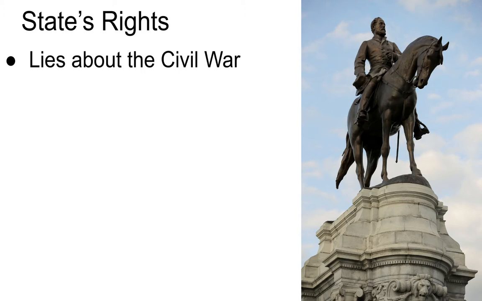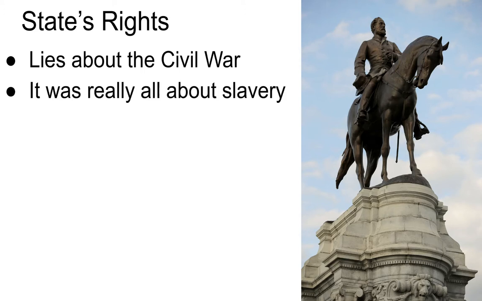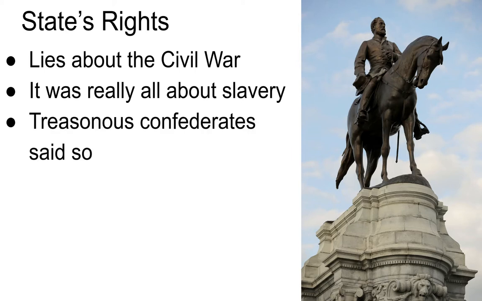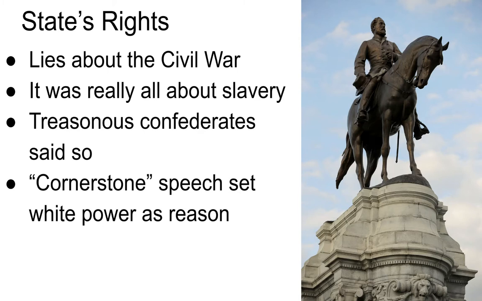So, for example, lies about the Civil War, that it was all about states' rights. It wasn't. It was about slavery. How do we know it was about slavery? Well, because the treasonous Confederates said so. The Cornerstone Speech set out the reasons for the foundation of the Confederacy in the United States, and white power was an explicit reason.